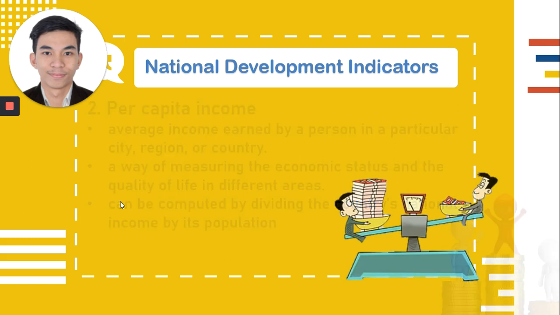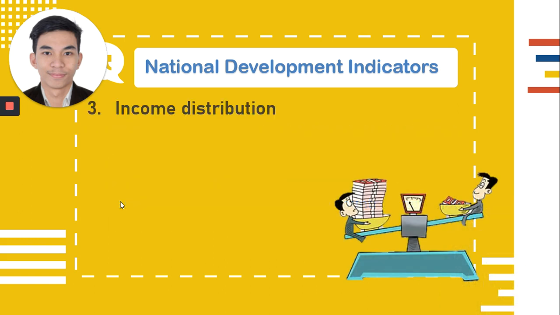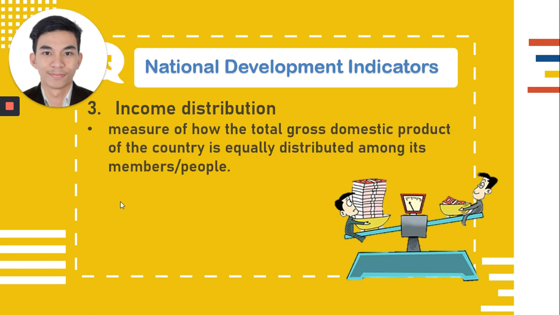Kaya dapat meron tayo ding number 3, which is proper income distribution. This is the measure of how the total gross domestic product of the country is equally distributed among its members or people. This would tell us the distribution of the individuals who can be considered rich or poor. So that is the income distribution.